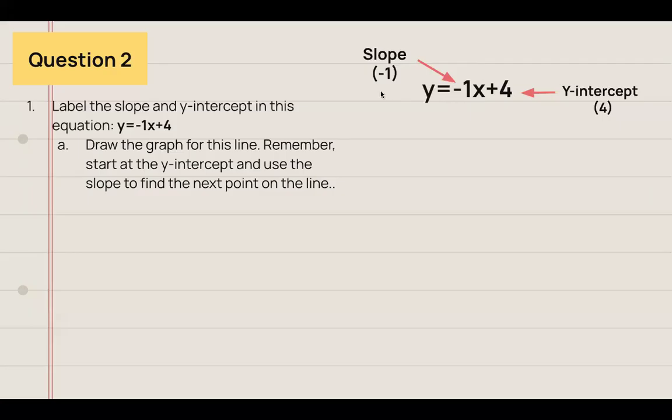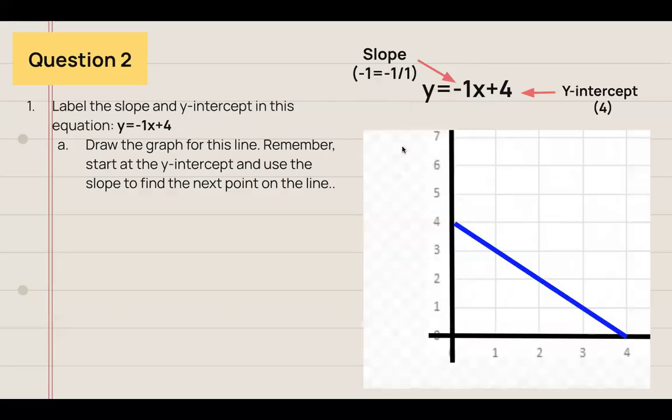The next part of the question asks you to draw this line on a graph. So to do that, we're going to start at the y-intercept here at 4. 4 on the y-axis and 0 on the x-axis. And then we're going to use our slope to determine the next point on the line. We know our slope is negative 1. So in rise over run terms, that's negative 1 over 1.